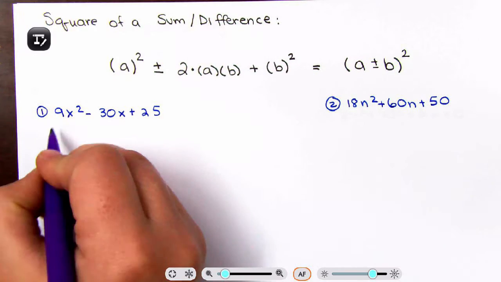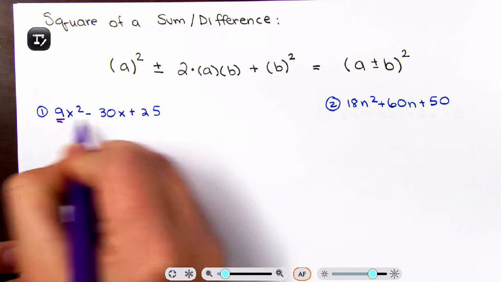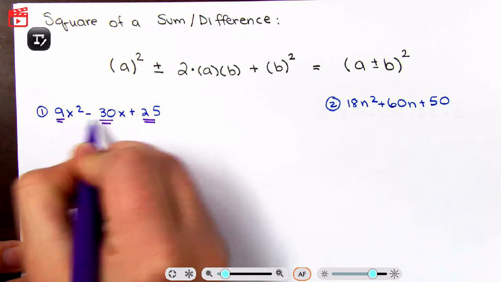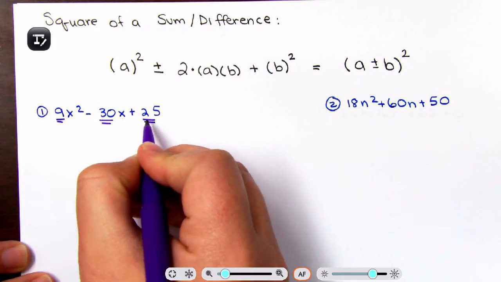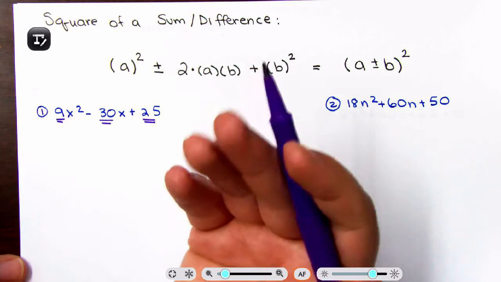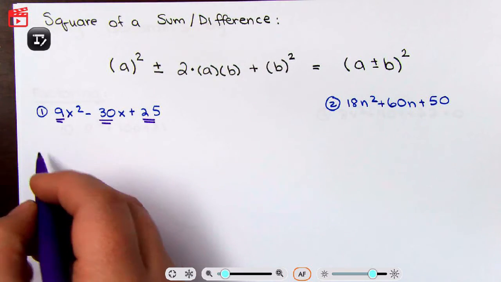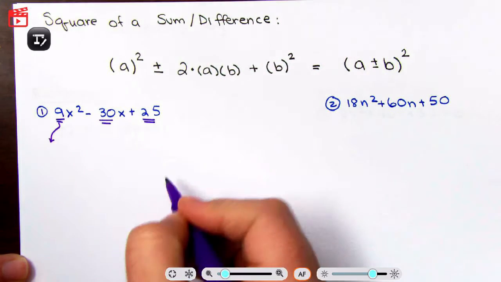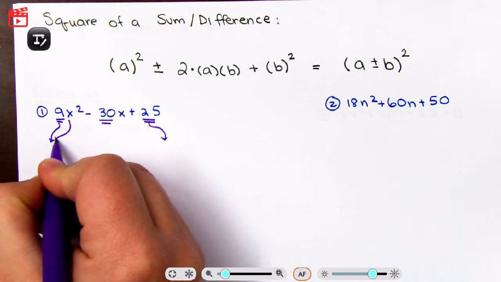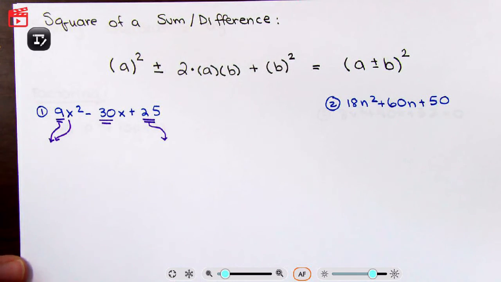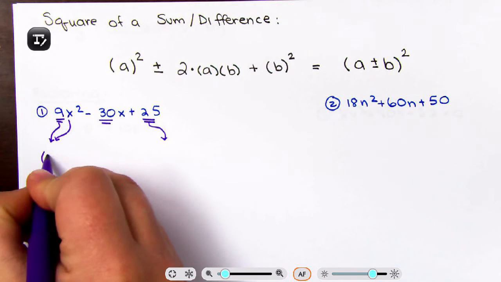So for example, step number 1 is GCF. I have a 9, a 30, and a 25. 9 and 30 do have 3 as a common factor. However, 25 and 3 don't have anything in common. So there is no GCF. Notice that 9 is a perfect square. Notice that 25 is a perfect square. Also notice that x is a perfect square. So just like in our previous example, we're going to write this as perfect squares.